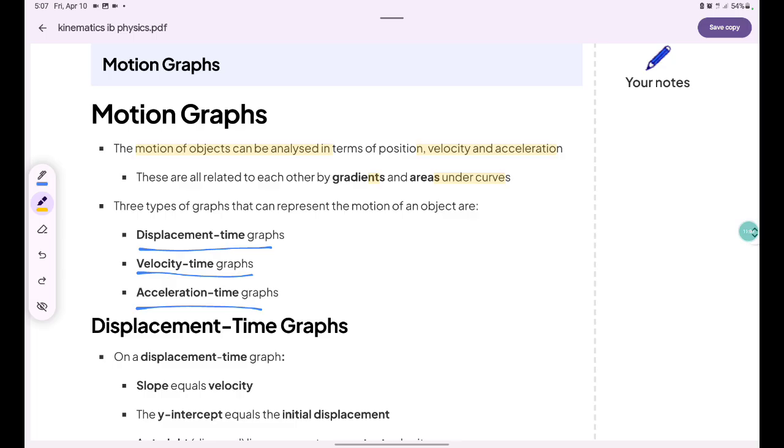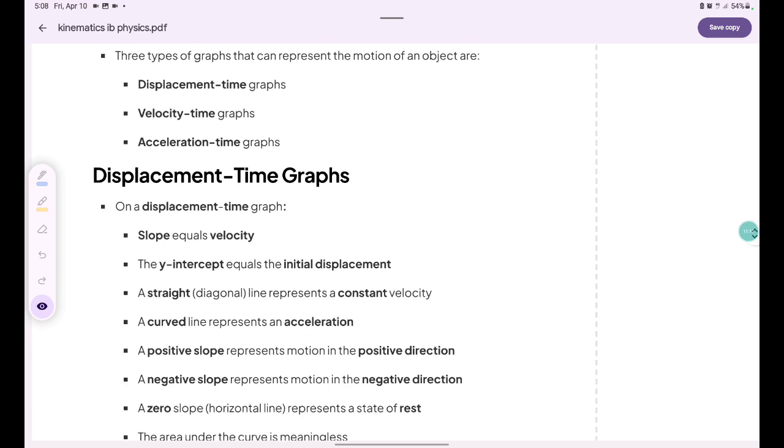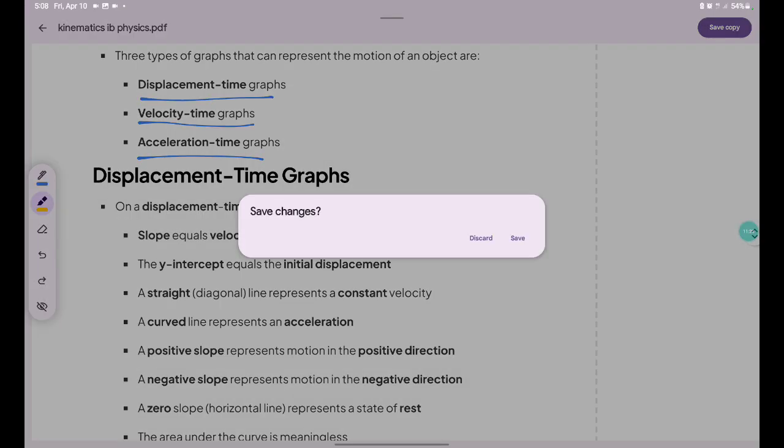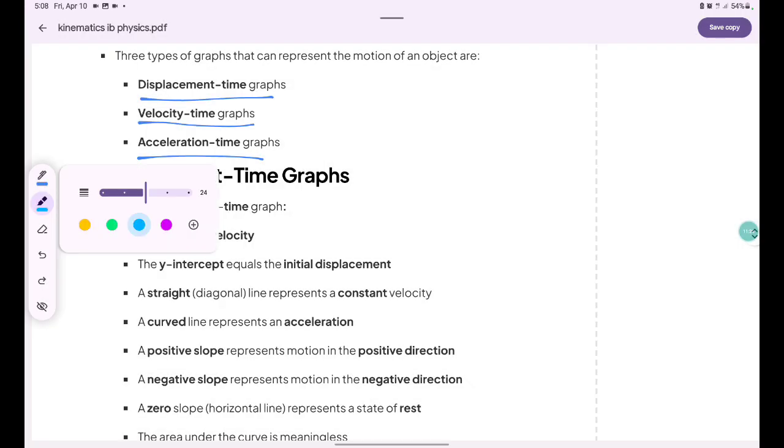These are the three types of graph that can represent the motion of an object. You should solve as many questions as possible in this part. This is a very important part, and you should be familiar with these variables as you are going to use them to solve equations.